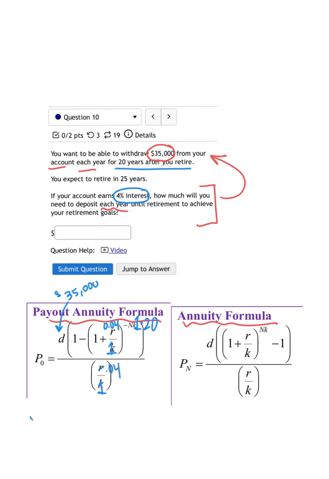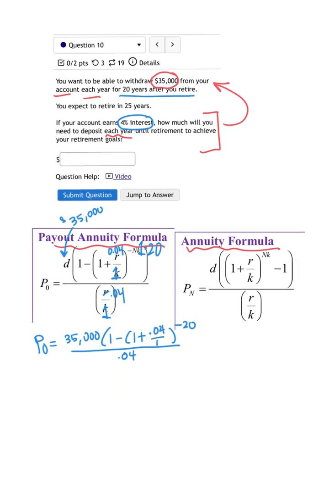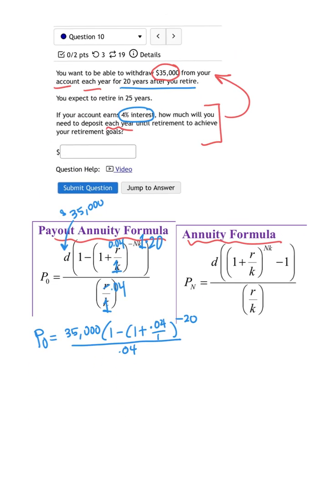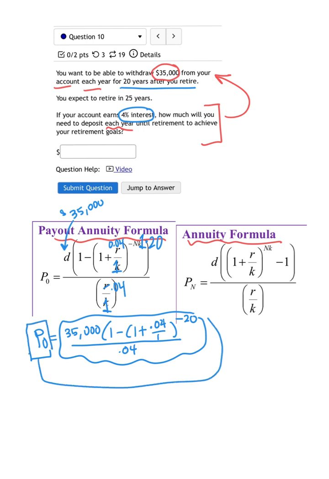So what I would enter is 35,000 times 1 minus 1 plus 0.04 over 1 to the negative 1 times 20, or negative 20. And then this is all over 0.04 over 1, or you could just put 0.04. So then once we calculate this, then we would be able to find out the amount of money we need in our account in order to make that happen. So this P naught ends up being the goal here.